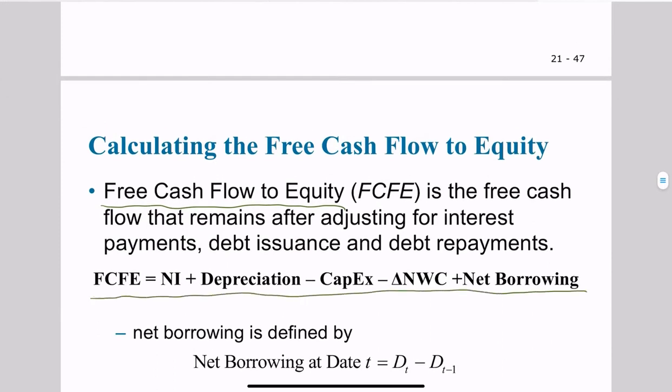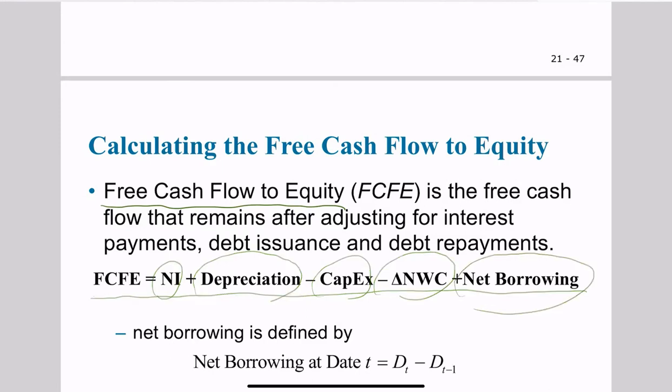So basically you can see that to calculate the free cash flow to equity holders, you will start from the net income. And then you will add back depreciation. And then you will minus capex. And then you will minus the increase in the net working capital. And then you will plus net borrowing.